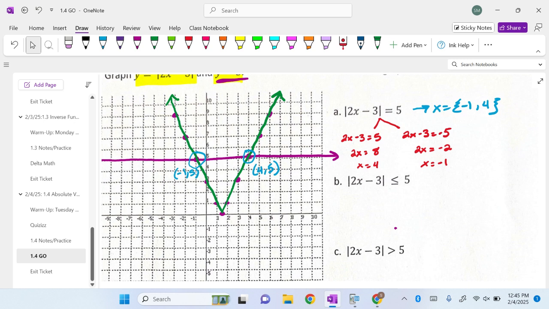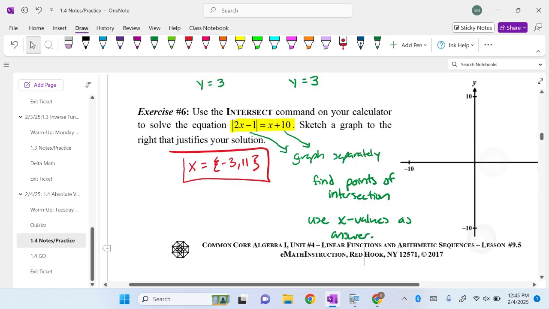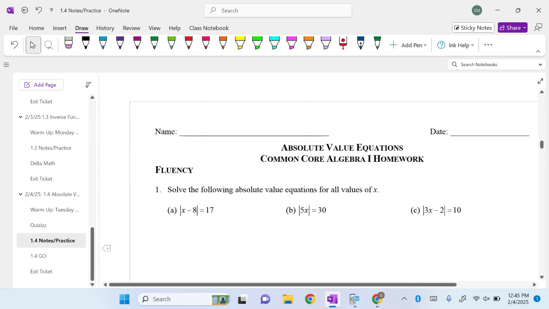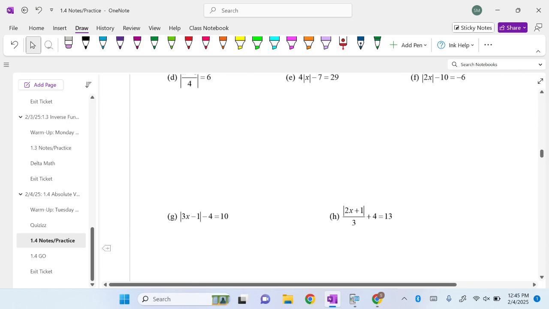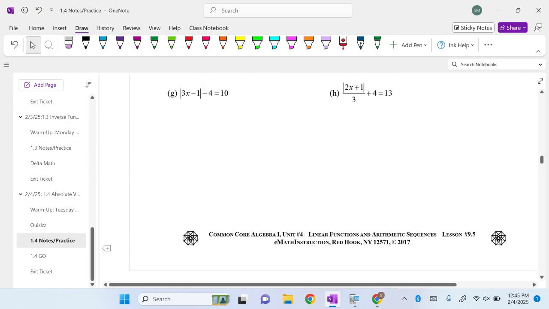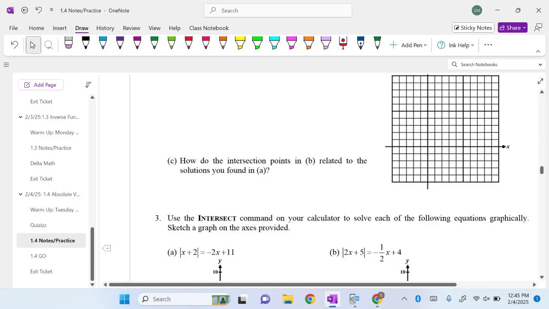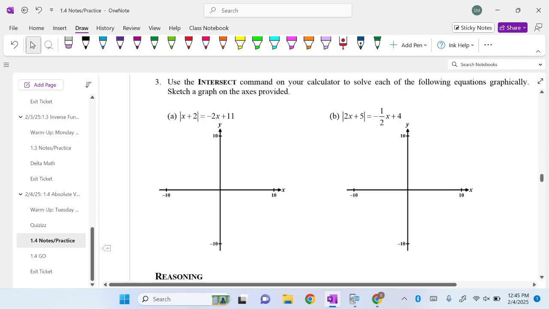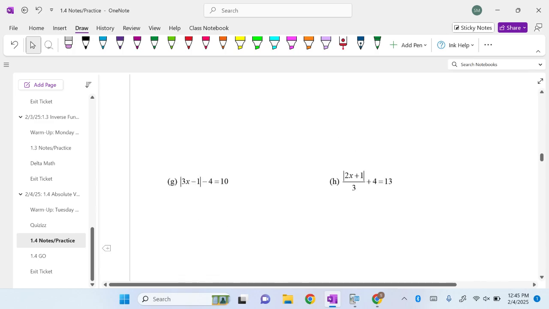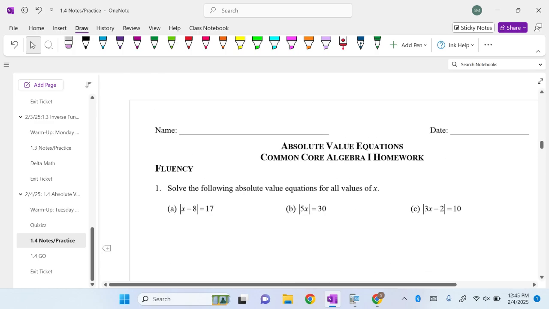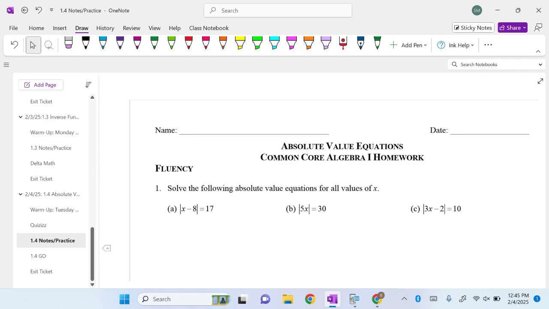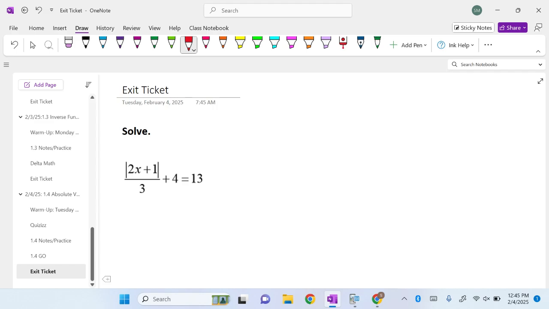But for the packet work, I want you guys to do the rest of the equation parts. I believe it's page 20 and 21. Correct me if I'm wrong. Pages 20 and 21, it should start with saying absolute value equations homework at the top. That's the packet work for you guys. And I'll also go ahead and post the exit ticket. Yes, sir.